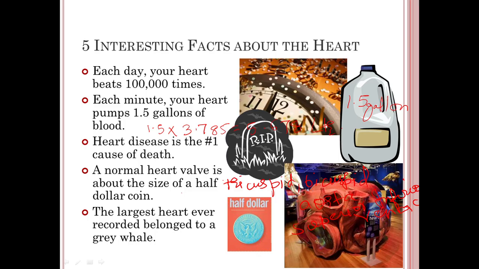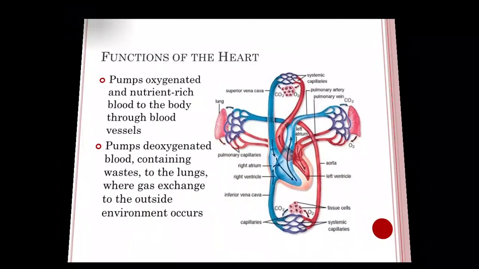Now the largest heart ever recorded belonged to a grey whale. Okay, whale is a mammal. Why am I telling you whale is a mammal? Because mammals have a four-chambered heart. Crocodiles also have one, although they are reptiles. Fishes do not have four-chambered hearts. Why does the whale have one? Because a whale is not a fish. It is a mammal.